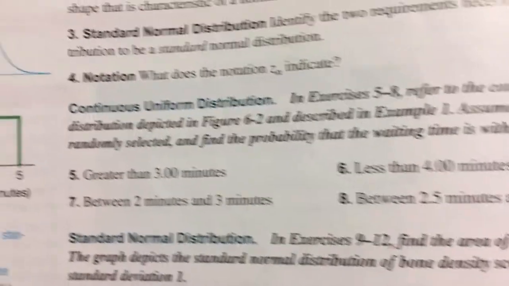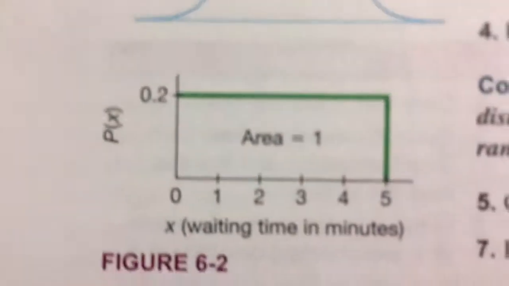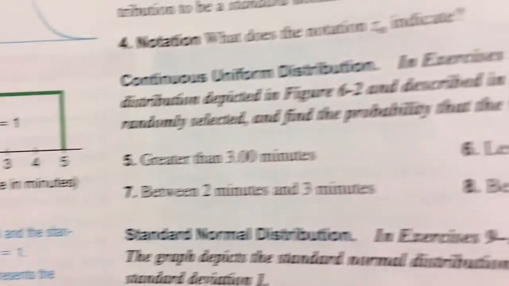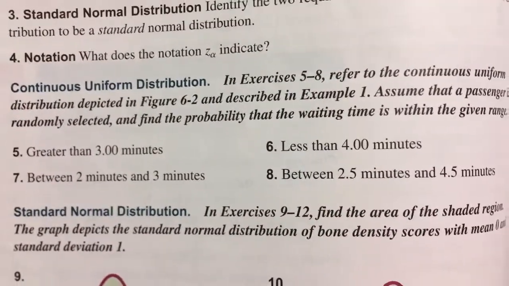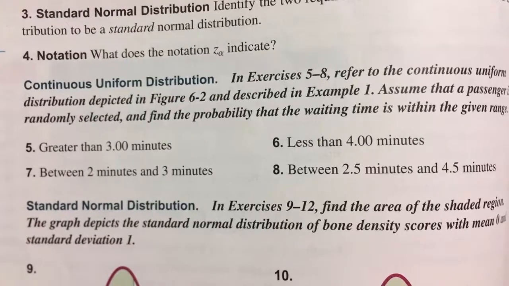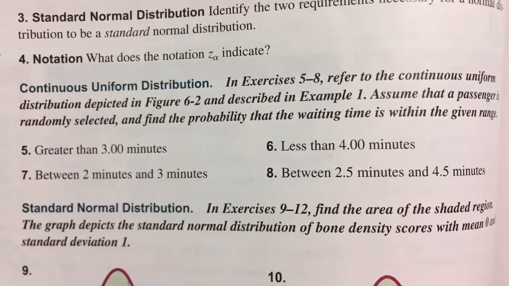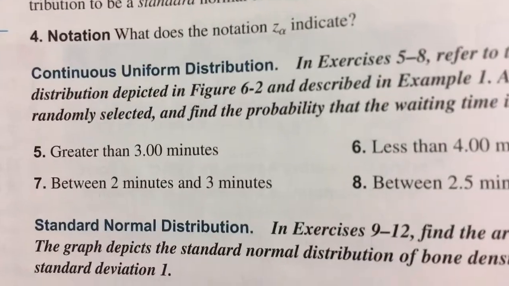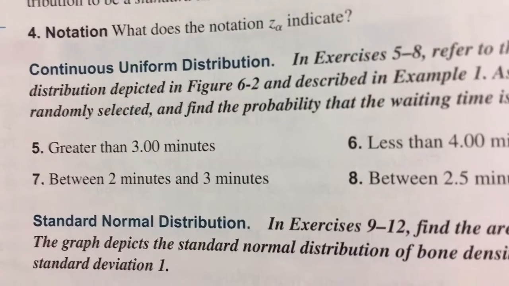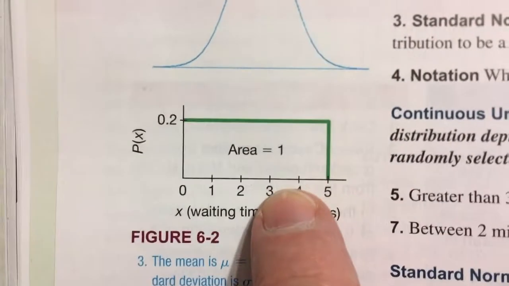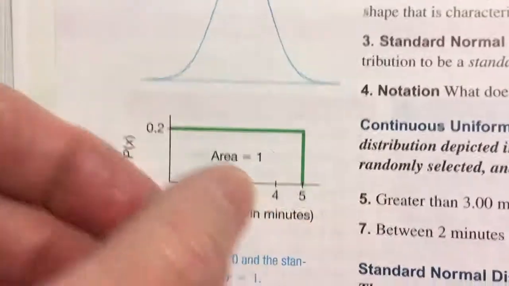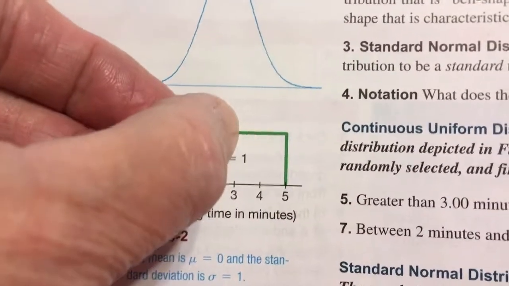Okay, so figure 6.2 looks to be this one right here. So this is the one that we're going to be looking at. And it says, assume that a passenger is randomly selected and find the probability that the waiting time is within the given range. So this one was greater than 3 minutes, and greater than 3 minutes on here would be this region that was bigger than 3 and bigger than 4. So basically you can draw a little line right here, okay?